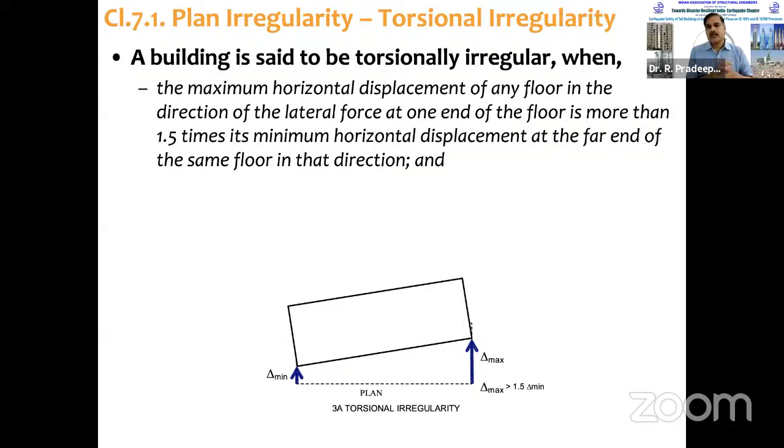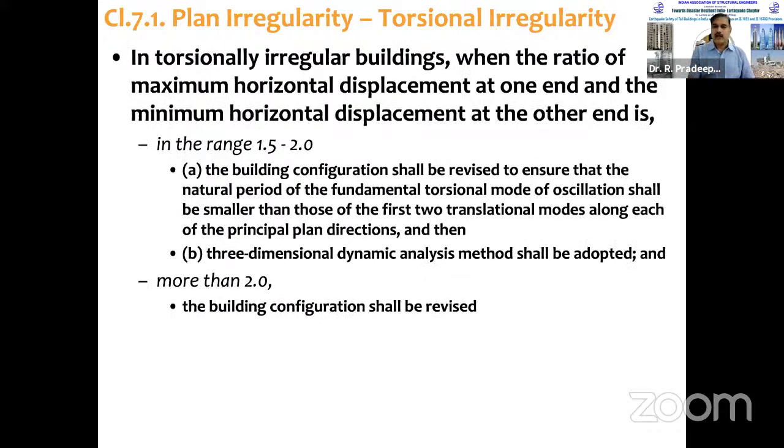Now, how do we say whether a building is torsionally irregular or not? What these commercial programs do is apply 1 unit force at the center of mass and measure the displacement at both ends, delta minimum and delta maximum. If delta maximum is 50% more than delta minimum, then it is a torsionally irregular structure. There are some other issues also because of this, which I'll explain.